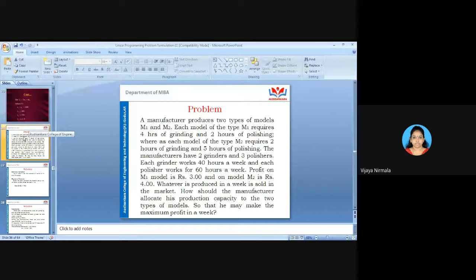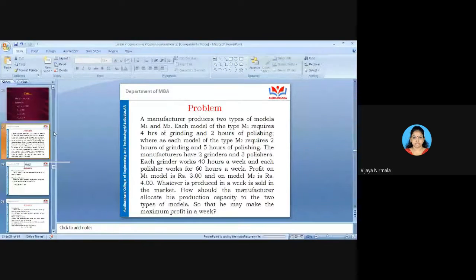I think you understood the minimization problem. Shall we move to the next problem, ma? You can type to me in the chat box if you have any queries, right? Yeah, see the next problem.